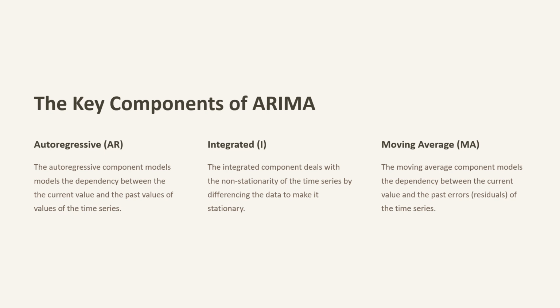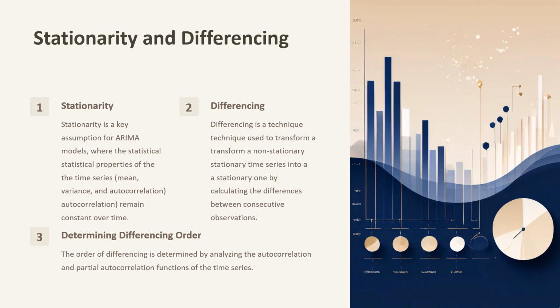The last component is the moving average, or MA. The moving average component models the dependency between the current value and the past errors or residuals of the time series. In this slide, I want to teach you about stationarity and differencing.